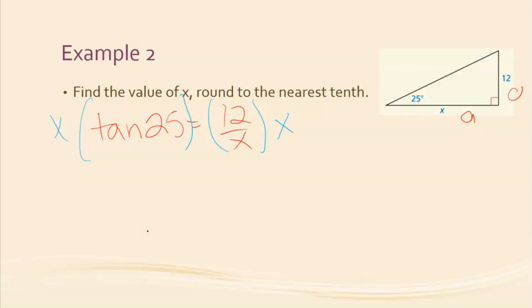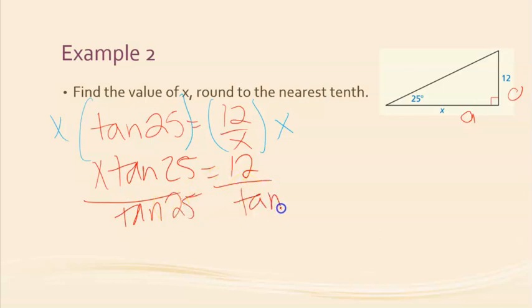Okay, and then is x alone yet? No, so what do I want to do to get x alone? Oh wait, I didn't even rewrite this. So I have x tangent 25 equals 12. And then what do I want to divide by? So I have x equals 12 divided by tan 25. So I type that in the calculator. I get 25.7.